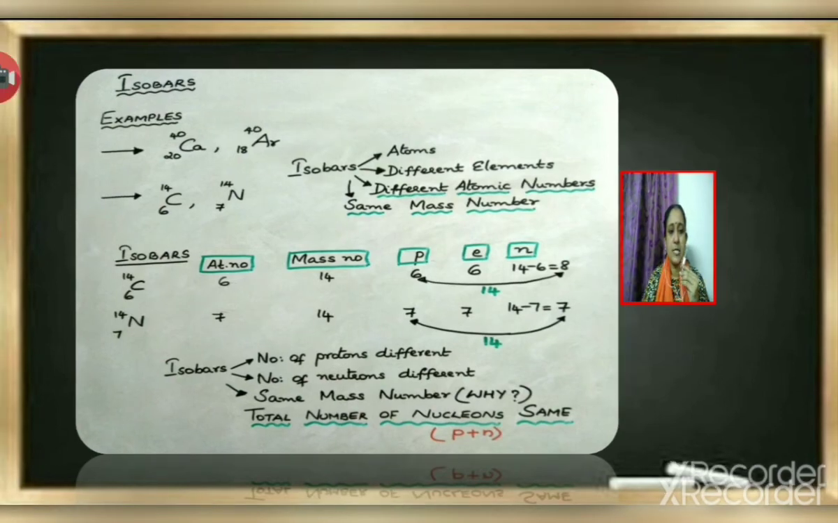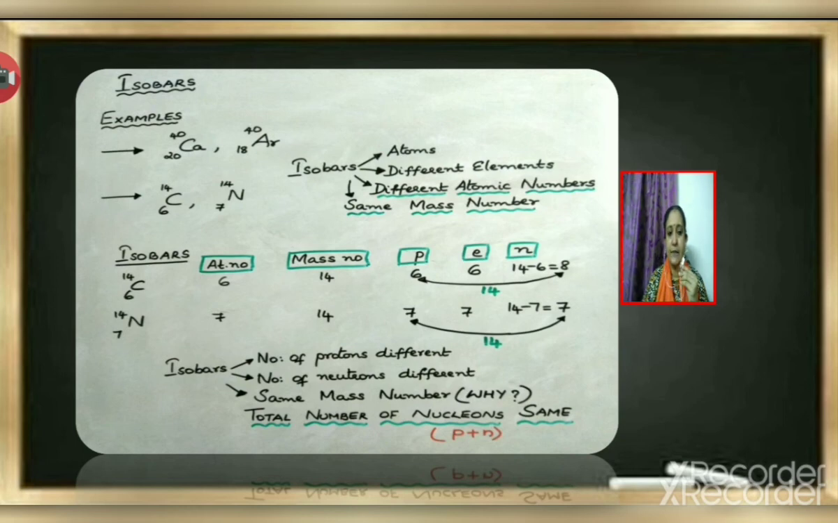Consider isobars C 6 14 and N 7 14. We shall try to get the atomic number, mass number, number of protons, electrons and neutrons present in both C 6 14 and N 7 14. Consider C 6 14, atomic number 6, mass number 14, number of protons and number of electrons will be equal to 6 since atomic number is equal to 6. And how can we get the number of neutrons? Mass number minus atomic number. So here in this case 14 minus 6, which is equal to 8. So number of neutrons present in carbon will be equal to 8.